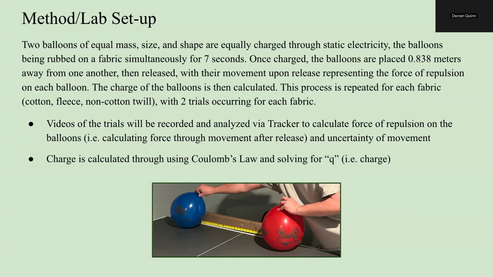2 equal balloons are charged simultaneously for 7 seconds with one of the fabrics. They're placed a distance away from each other and then released, with their movement representing the force of repulsion. The charge is then calculated. This process is repeated twice for each fabric. I will be using Tracker to calculate the force of repulsion, and charge will be calculated using Coulomb's law.